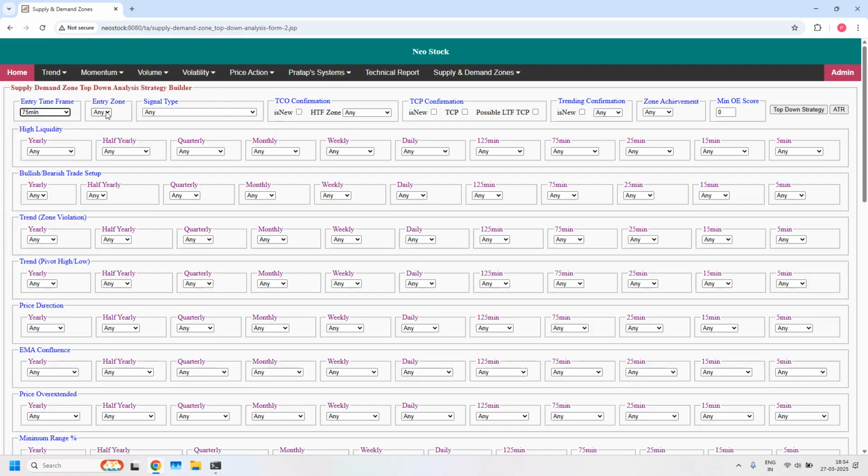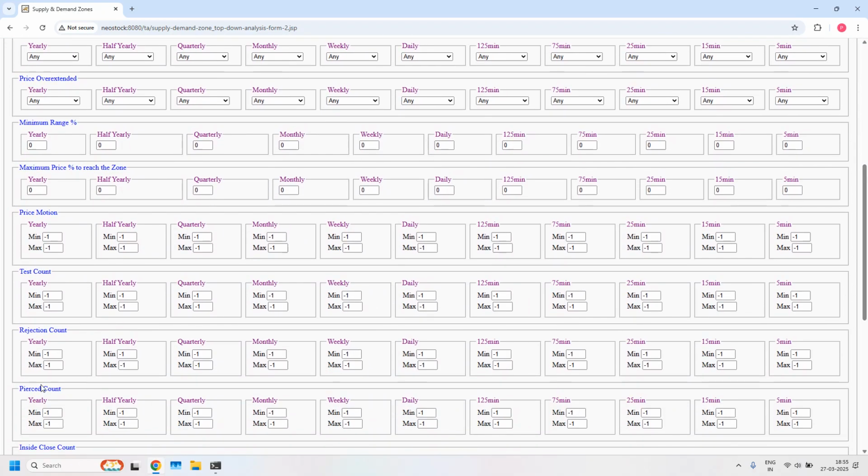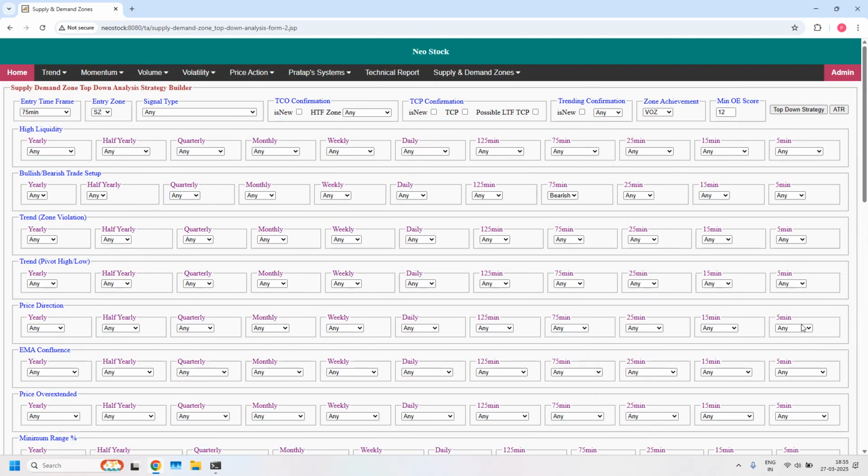Entry time frame 75 minutes, entry zone supply zone, bullish or bearish trade setup at 75 minutes. I am selecting bearish, and zone achievement violated opposing zone, minimum odd and enhanced score 12, and also 75 minutes supply zone should not be pierced. In the pierced count parameter at 75 minutes time frame, I am setting minimum value 0, maximum value 0. So with these filters, all the 3 filters, zone achievement, minimum odd and enhanced score and zone pierced count, all 3 filters are applied to 75 minutes supply zone.